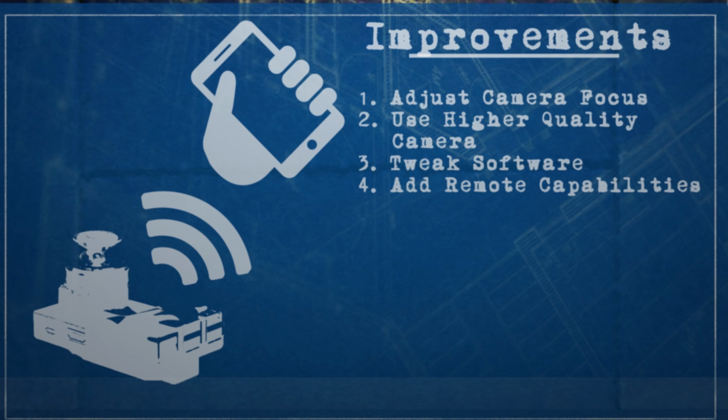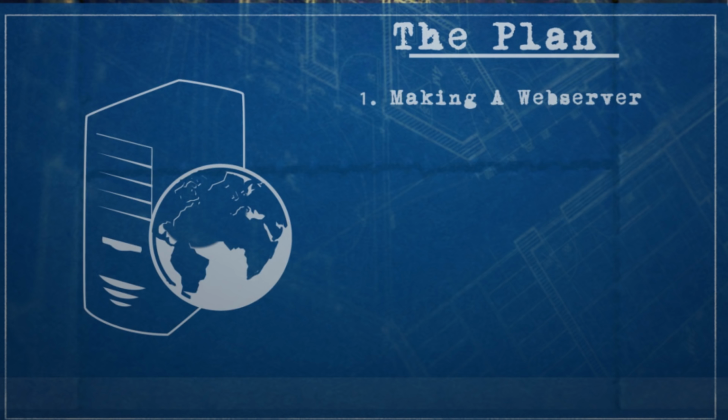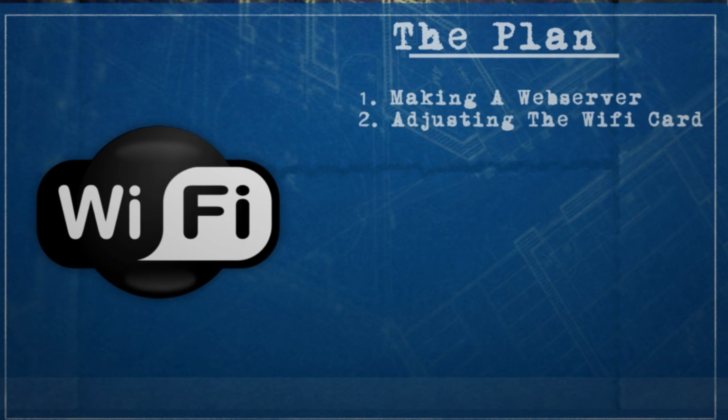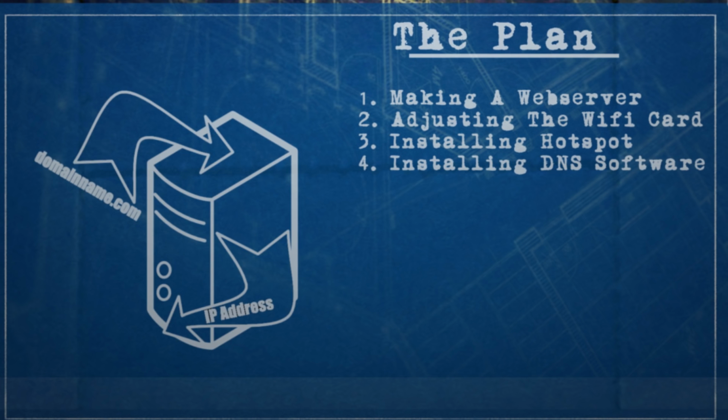So I've boiled it all down to four steps that we need to take. Number one, making a web server that's gonna host our web controls. Number two, adjusting the Wi-Fi card so that it can allow for other devices to connect to it. Number three, installing hotspot software, which is what's gonna turn our Pi into a functioning hotspot. And lastly, installing DNS software so that we can assign the connected devices IP addresses.